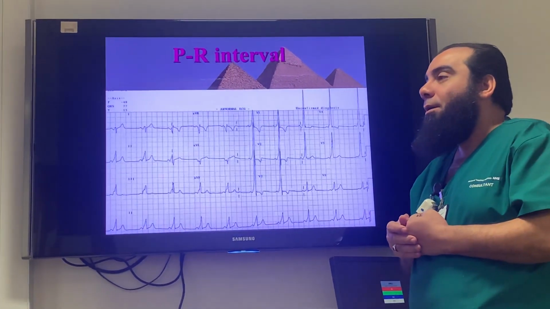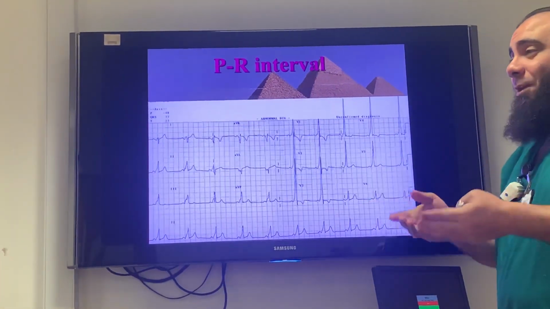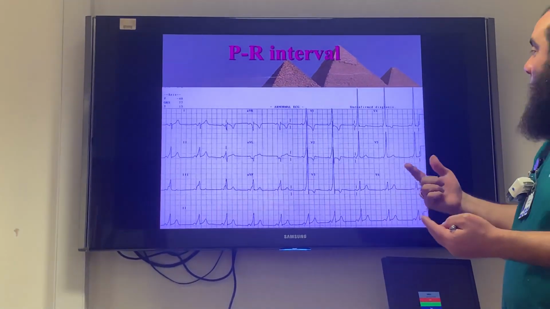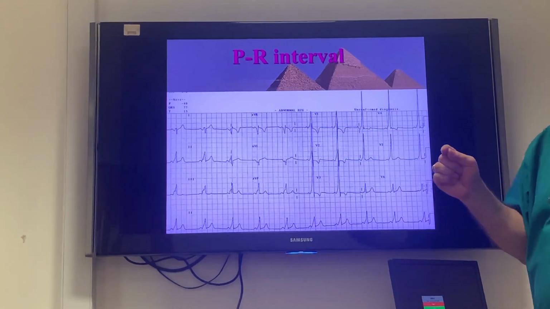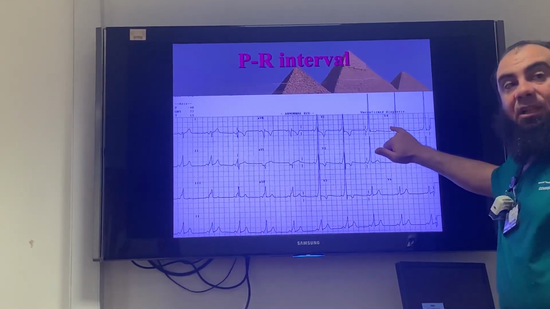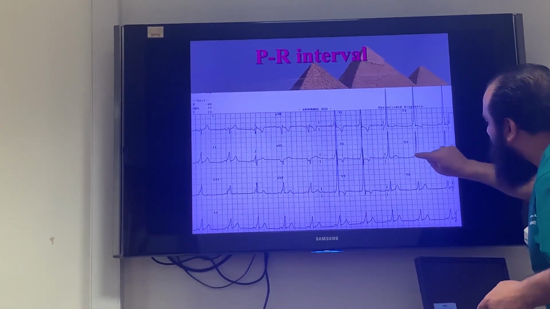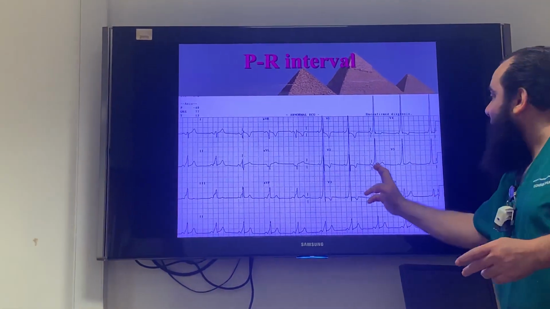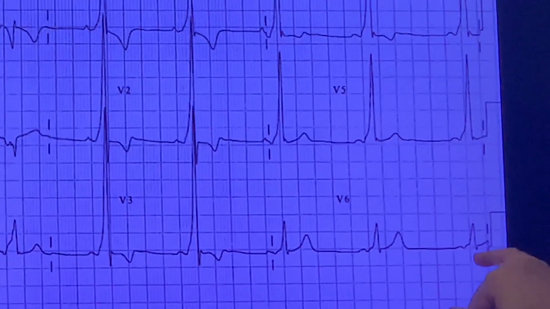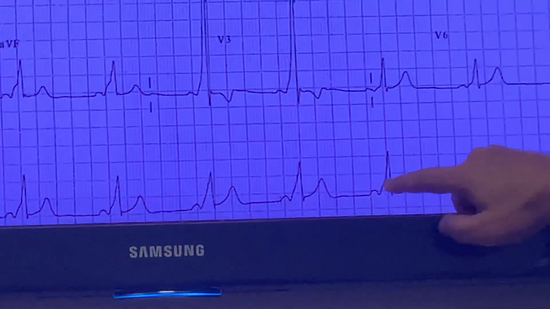What do we call it? WPW. Yes, thank you. This is WPW. How can we diagnose it? Slurred upstroke. Do you know what we call the upstroke? Delta wave. Can you see that? There is an upstroke. It's not just a straight line. It's going this way with an upstroke. You can't see it in any other condition. Here it's very clear. We call it delta wave.